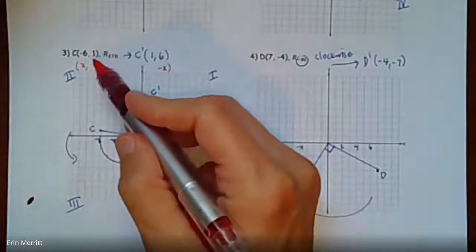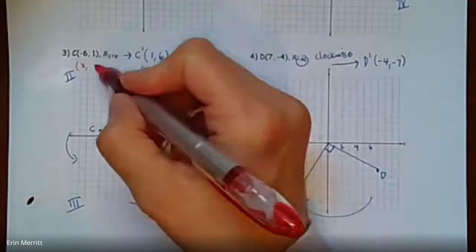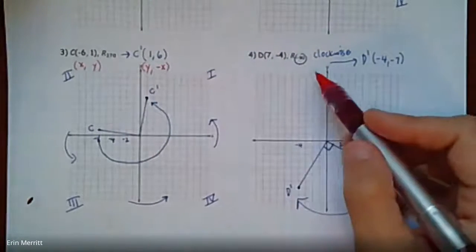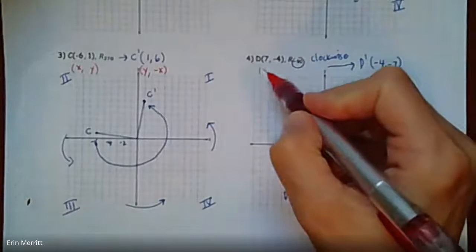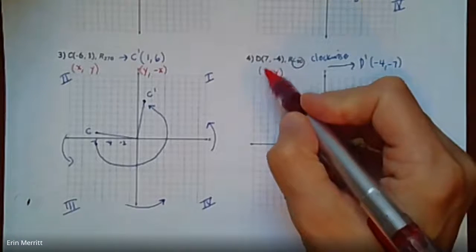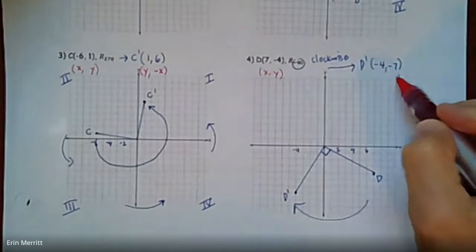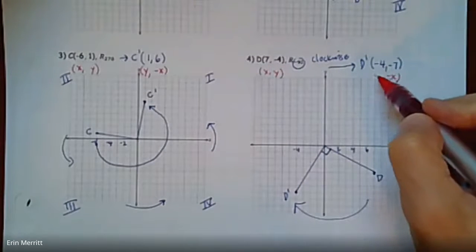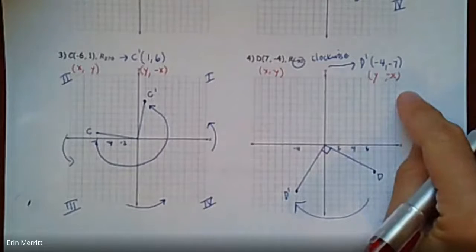And then the Y coordinate just came up front, stayed the same. So it looks like it goes to Y, negative X. Let's test that out over here. So if I have X, Y, the X of 7 comes to the back and gets negated. The Y, negative 4, jumps up front, stays the same. So there we go. That confirms it.